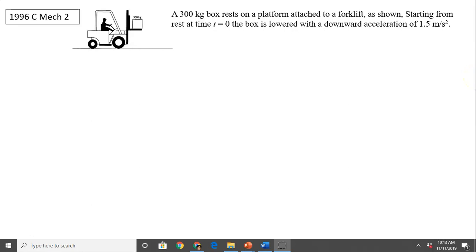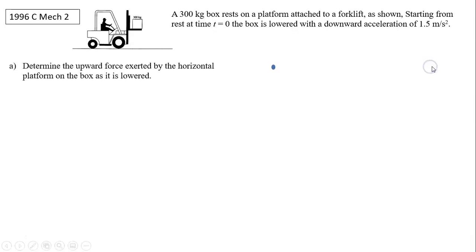Let's talk about this question. This question is using Newton's second law to solve AP problems. This question is from 1996 Mechanics C exam, question number 2. A 300-kilogram box rests on a platform attached to a forklift, as shown. Starting from rest at t equals 0, the box is lowered with a downward acceleration of 1.5 meters per second squared. Determine the upward force exerted by the horizontal platform on the box as it is lowered.